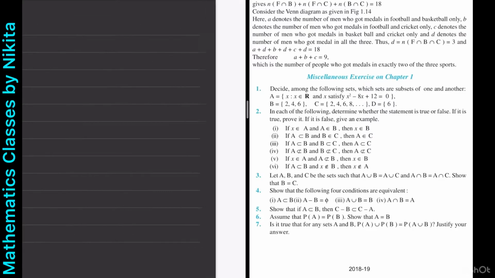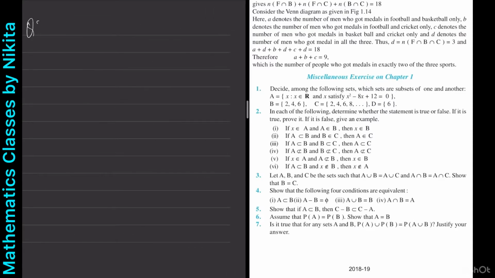Now let's do question number 2. Now question number 2 says that in each of the following, determine whether the statement is true or false. And if it is true, you have to prove it. And if it is false, give an example. So that means if it is true, that means it is true for all the sets. So you have to prove it. And if it is false, then you have to give one counter example. Okay, you have to construct the sets A, B, C such that the statement is false. So let's see the first part.